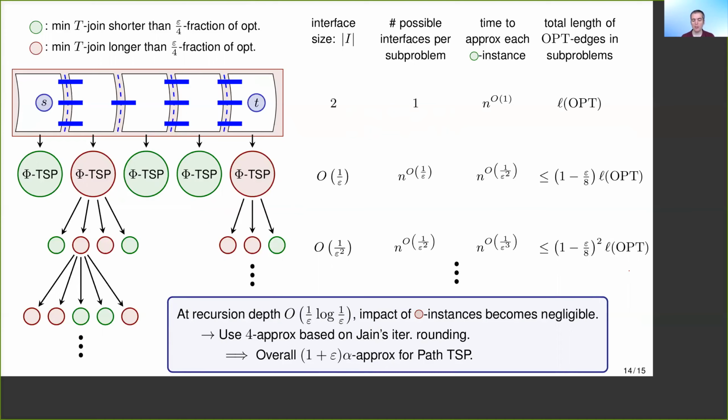But this implies that after a recursion depth of about 1 over epsilon, log 1 over epsilon, the impact of the remaining open problems will be essentially negligible compared to opt, and we can actually use for those even a weaker approximation, more precisely a 4-approximation based on Jain's iterative rounding procedure. And putting all that together leads to the final result.